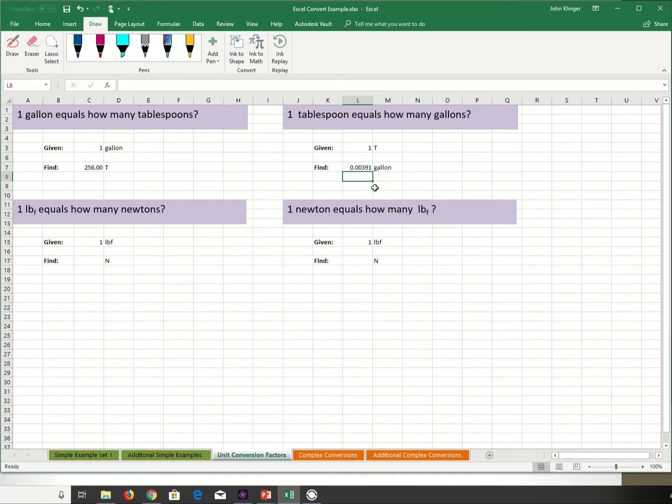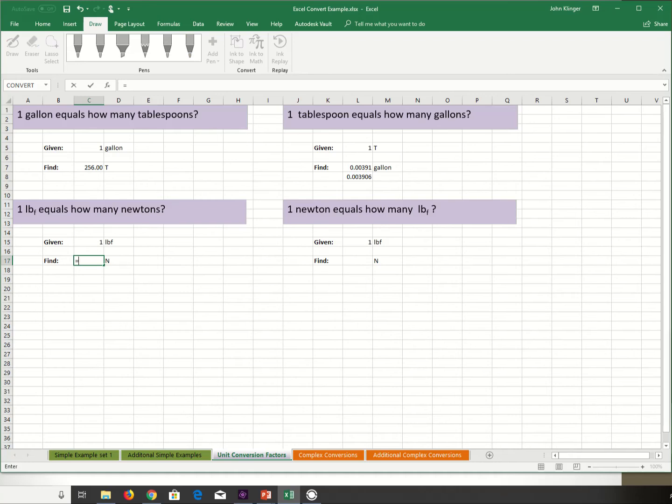So this is really just the reciprocal of the other. So we should be able to figure that out also, right? If I take this value here, let's redo that. Take 1 divided by this value, right? And you'll see I get the same value, okay? Let's do these unit conversions, and then we'll go on to complex conversions. So these are just our unit conversion factors.